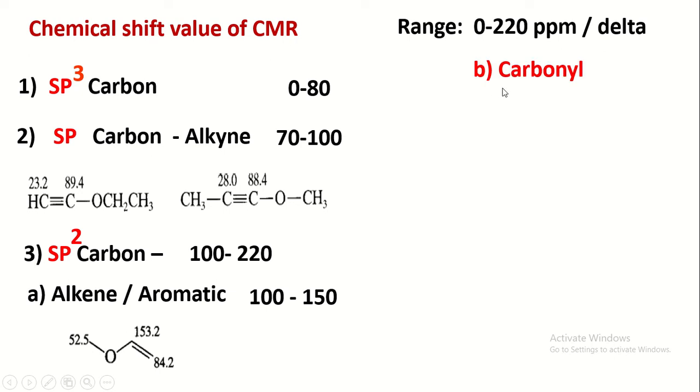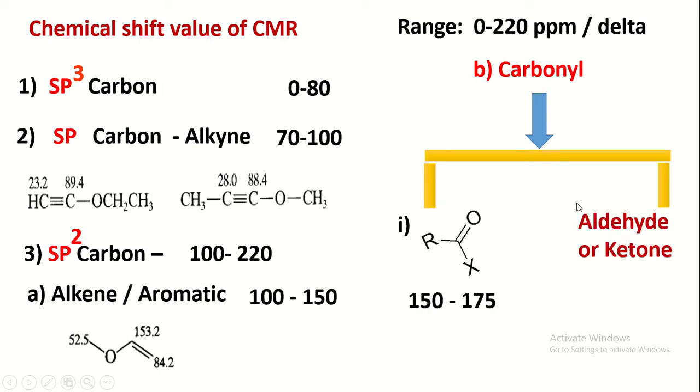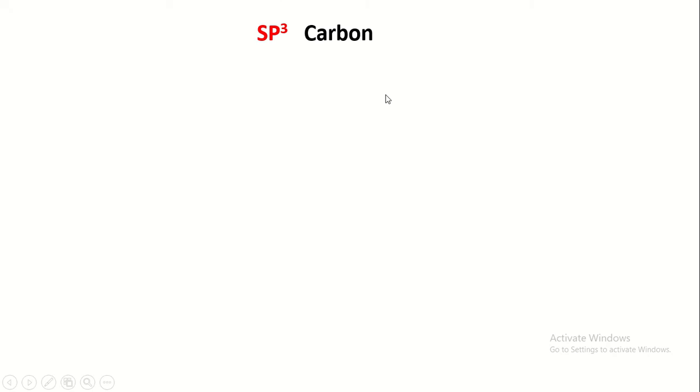Now, carbonyl carbons are present in two forms. One is carbonyl of acid derivatives, another is aldehyde or ketone. The chemical shift of carbonyl of acid, meaning the acid or ester or carbonyl of anhydride, is equal to 150 to 175. But in the case of aldehyde or ketones, the range of chemical shift of the carbonyl carbon is 170 to 220. Now, in this video, I will focus on the sp3 carbon.